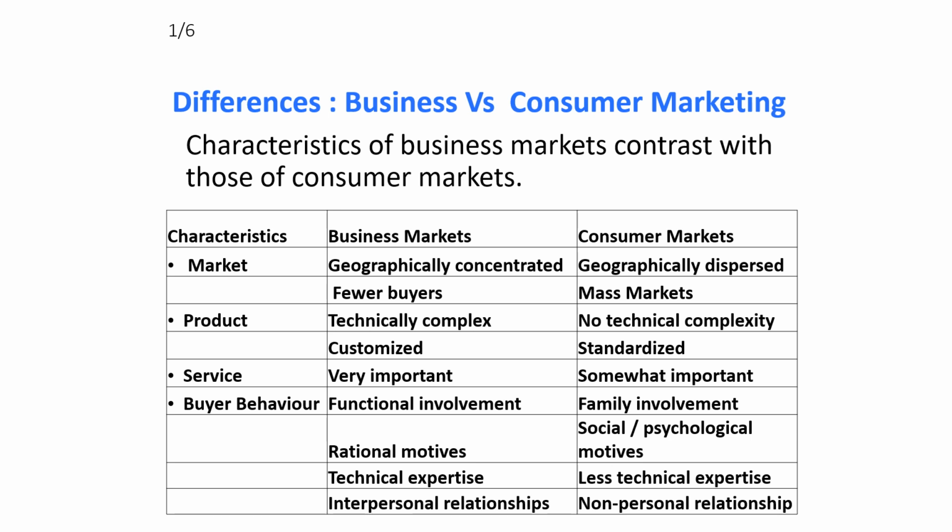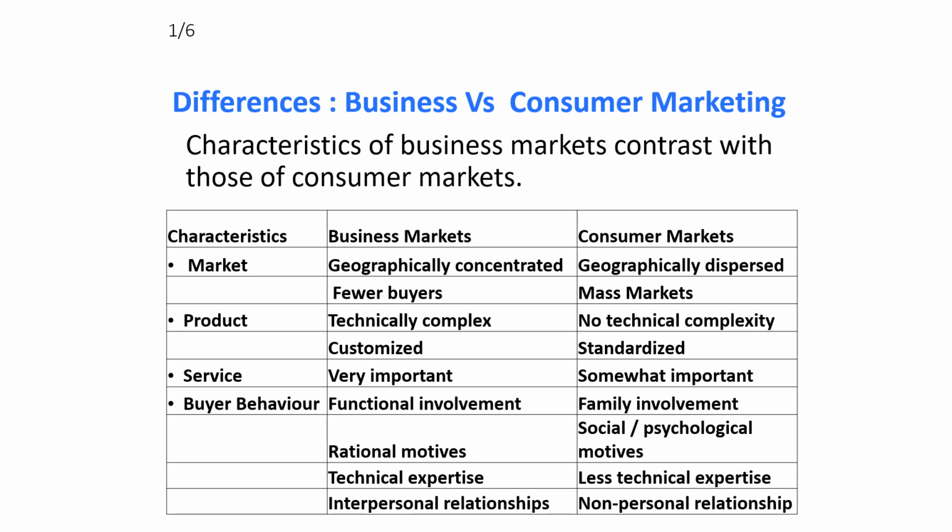Whereas buyer behavior, if you see in the business market, there is no emotion involved. It's a very rational purchase. They will think logically, they will see the functions of the industrial product, and then they will decide whether to go for the product. So no emotions are involved. And they will be technical experts. Those in the sales team who are going in for the purchase of the industrial product will have great expertise in the technical field.